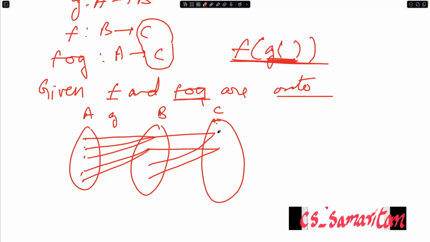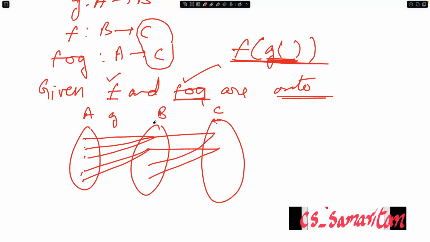So for that to be present, this is the arrangement that is present. Does G need to be onto, or does it need to be one-to-one, for both F and FOG to be onto? Not really. As you can see very clearly in this particular scenario, it is completely evident that both F and FOG can be onto without G being either one-to-one or onto. This is the basic concept that I wanted to give you.